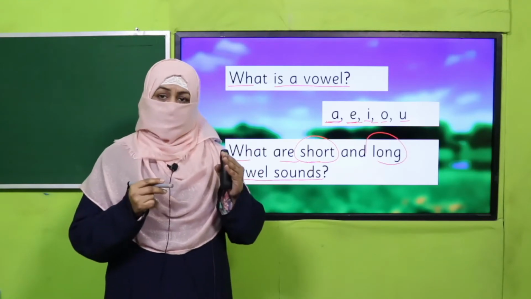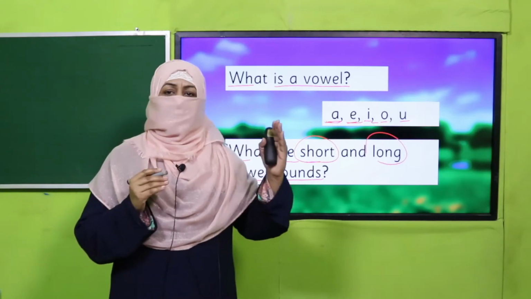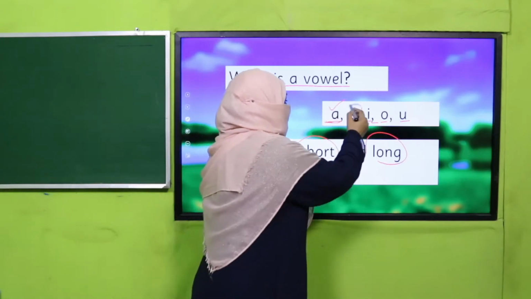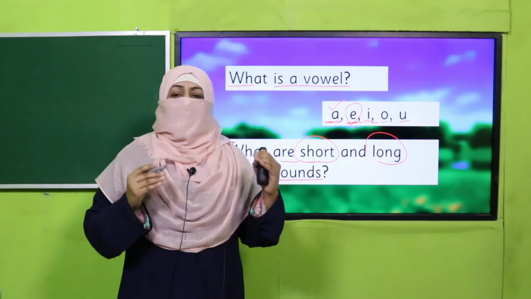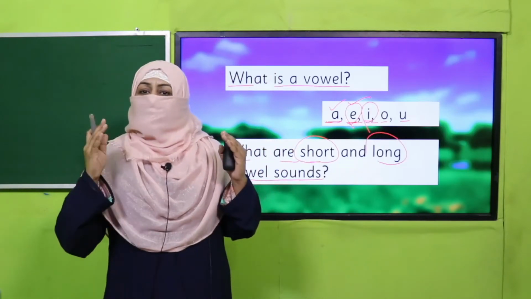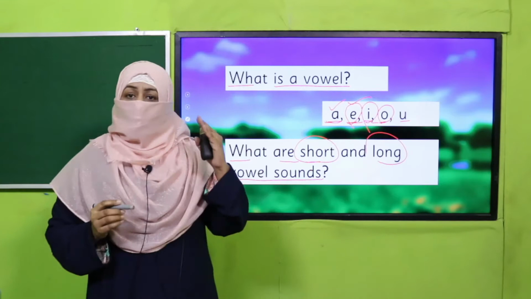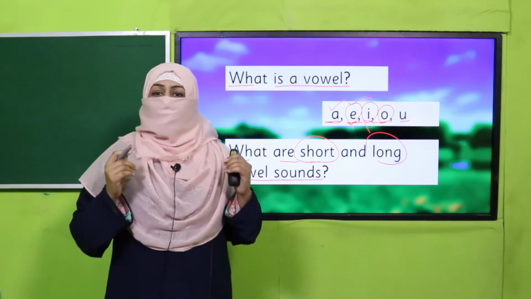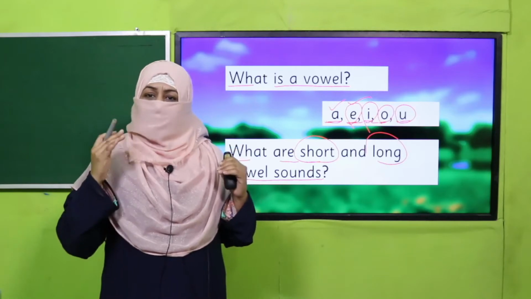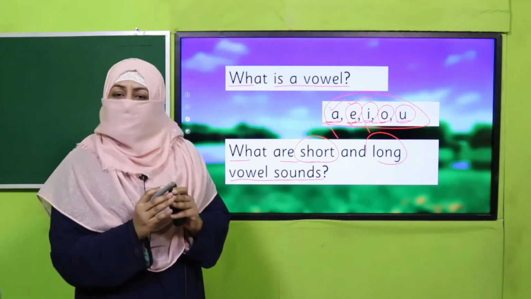You say with me. This side, when I say, is the long vowel sound and this is the short vowel sound. Long, short. A, A. E, A. I, I. O, O. U, A. This is how all of these letters can have different sounds.